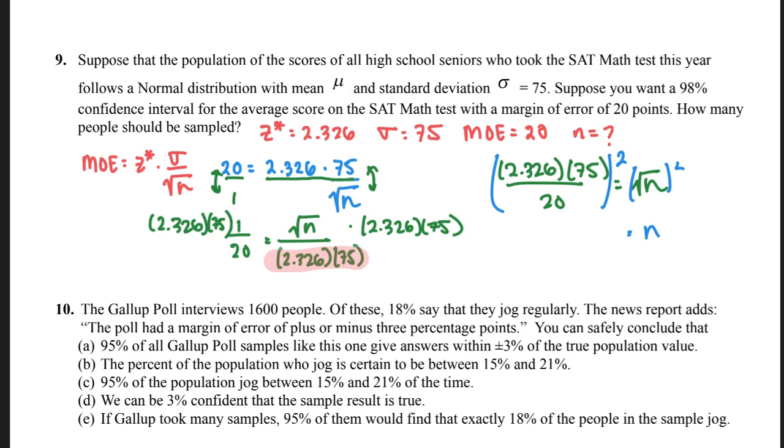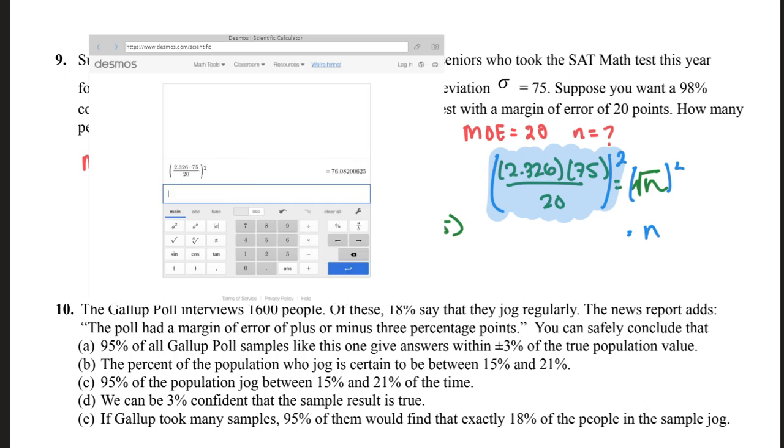So now we're going to put this part right here in our calculator. So when we put that in our calculator, we get 76.08. Remember, for sample size, we're always going to round up. So that means our sample size is going to be 77.